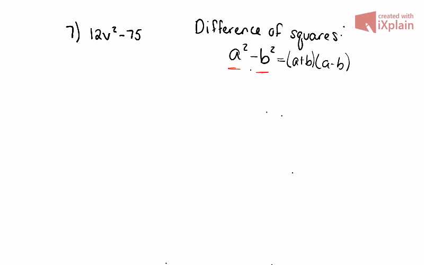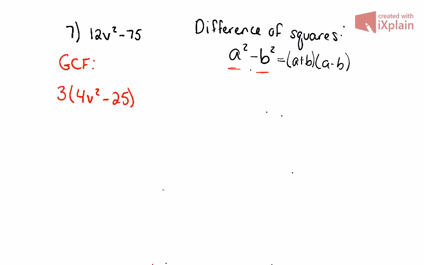Well, if I come over here and I look at number 7, I immediately notice that 12 isn't a perfect square, and neither is 75. So what I have to look for is a GCF to see if I can do anything else with this binomial. And believe it or not, we have a GCF of 3. So if I factor out that 3, I'm left with 4v squared minus 25.